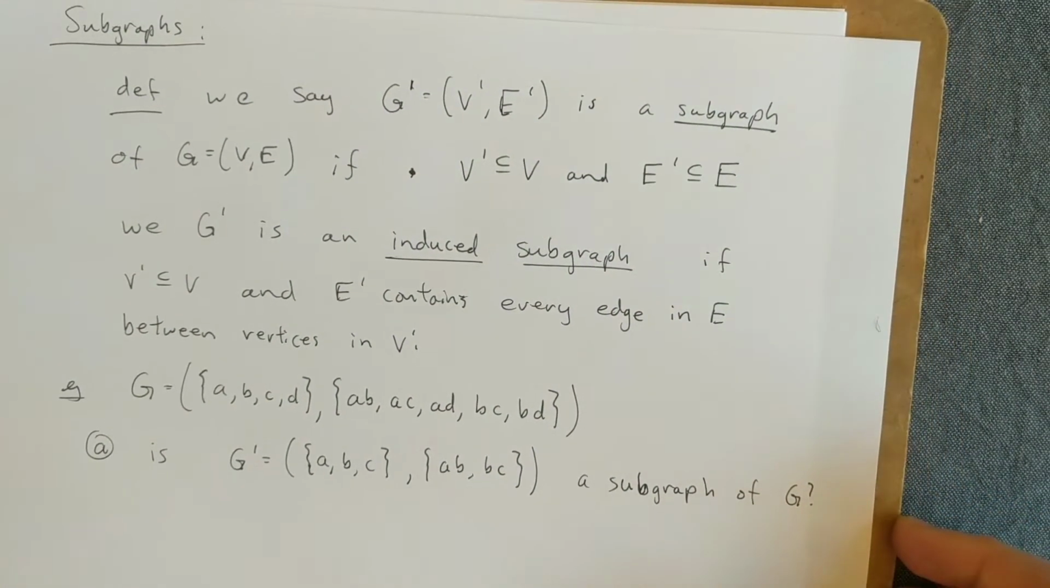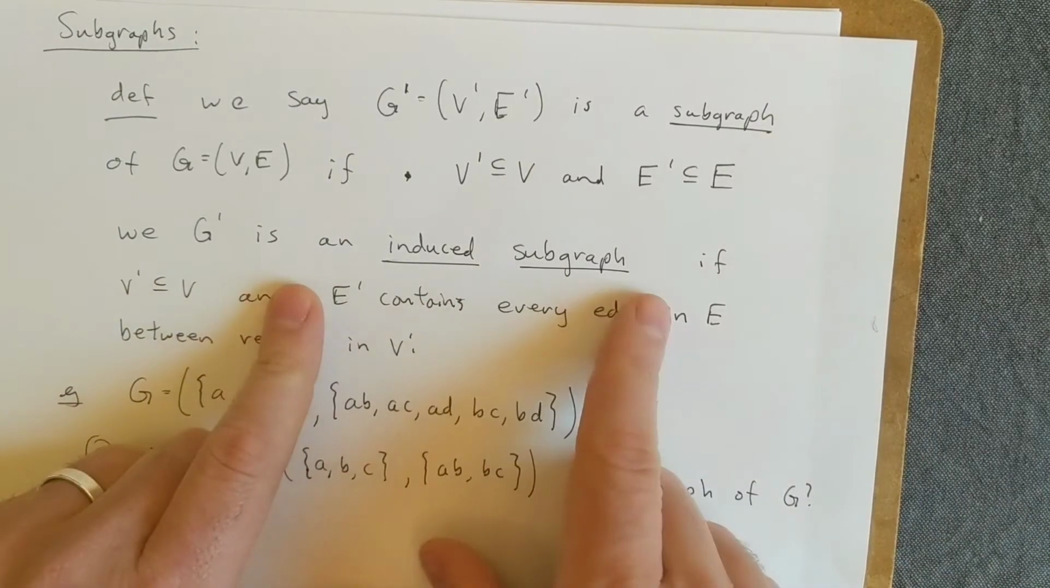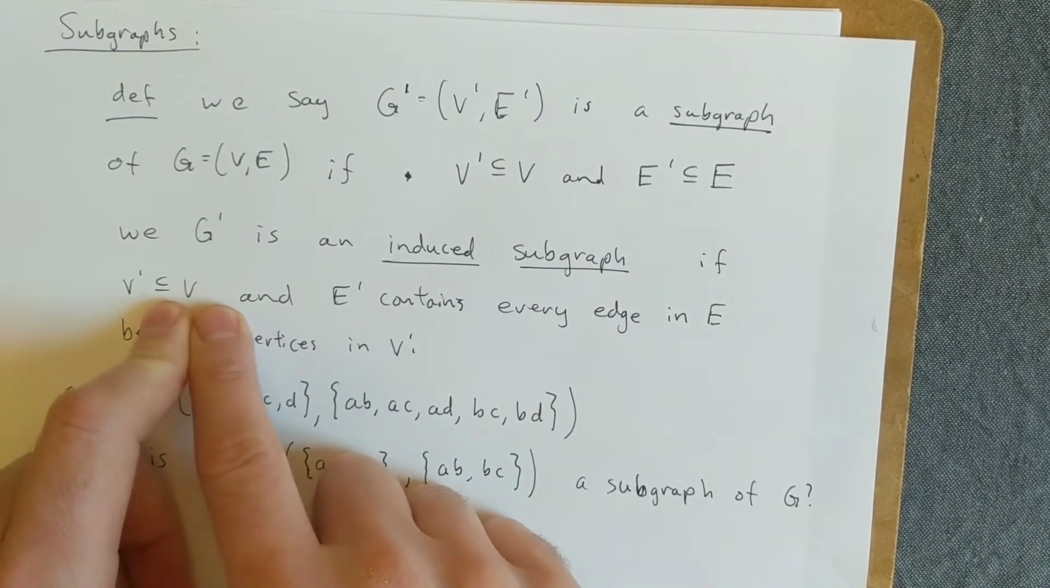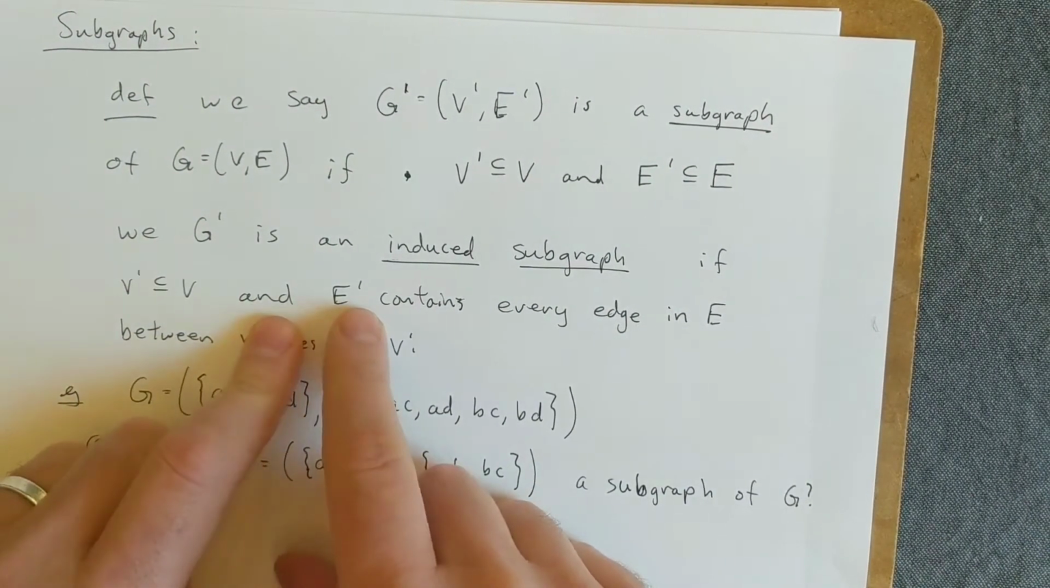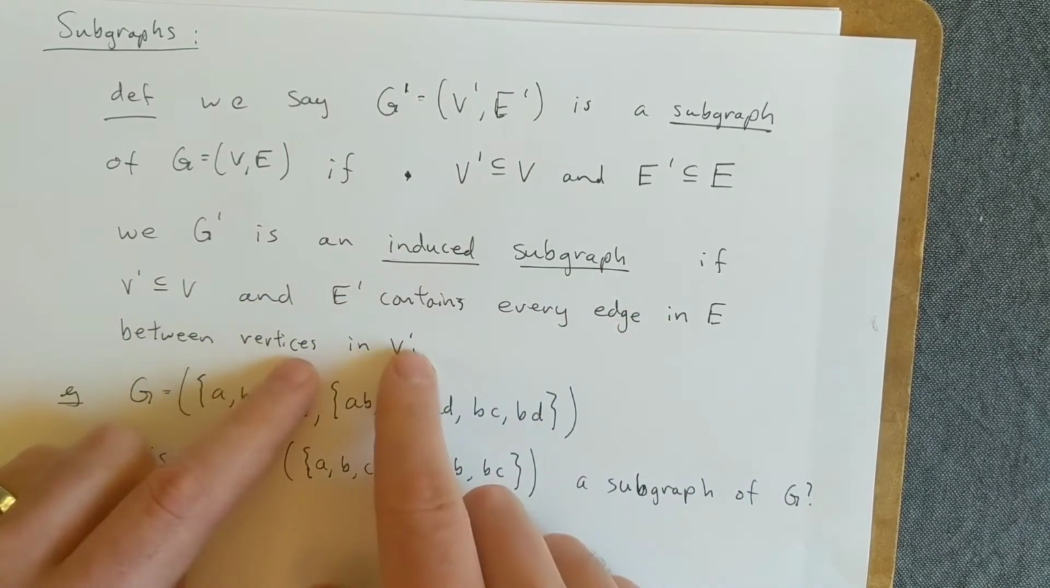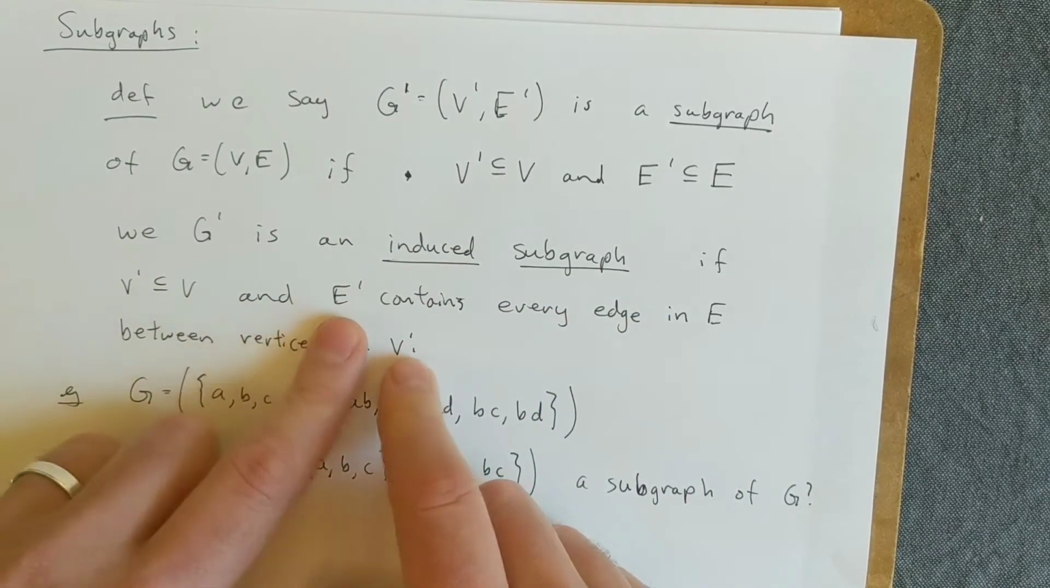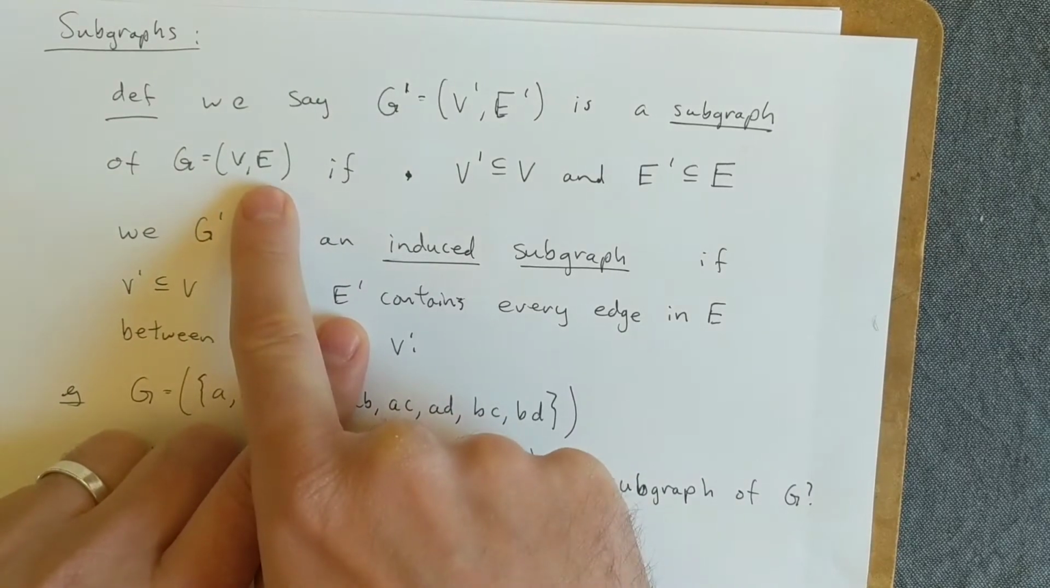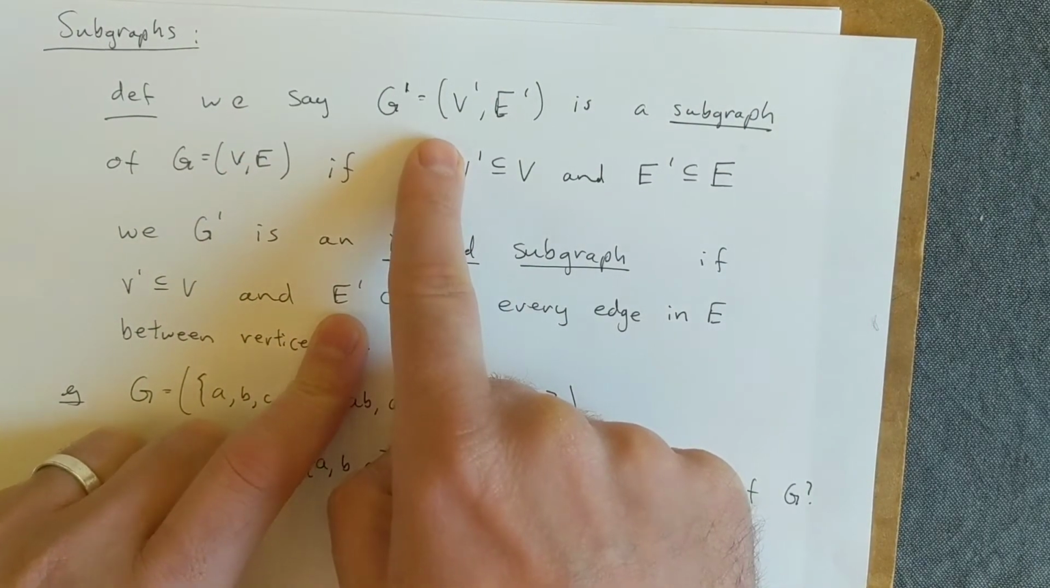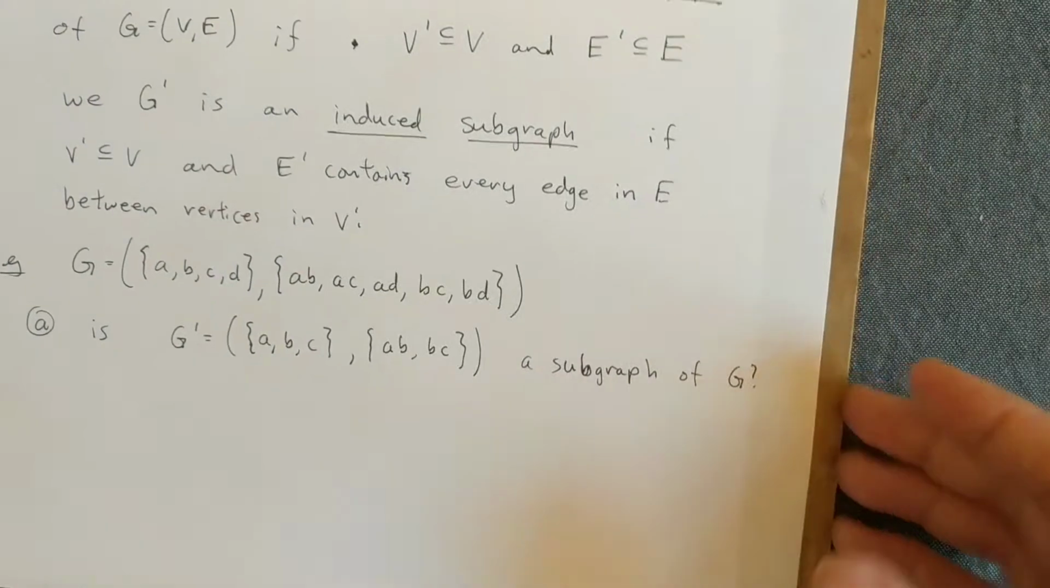And then we call a subgraph an induced subgraph if that's true, if the vertices are contained, and also E prime contains every edge in E between the vertices in V prime. So every possible connection from G is taken down to G prime. Let's see how this works.